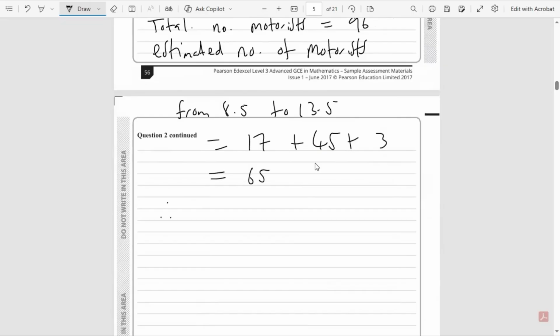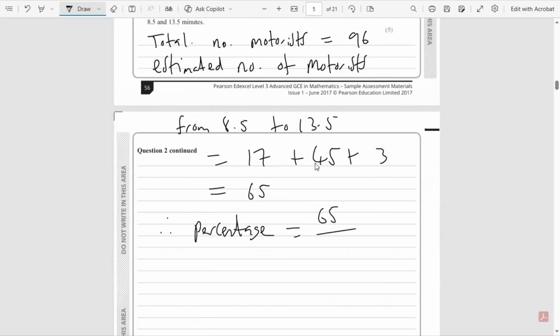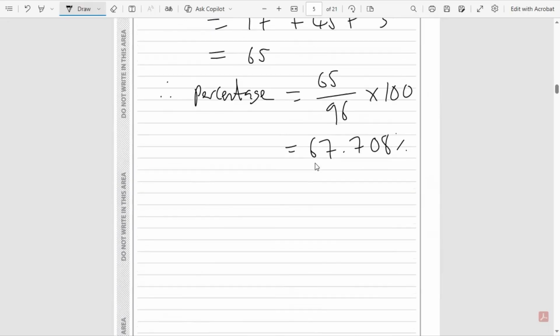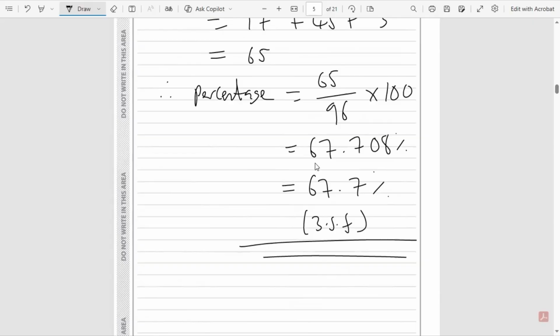So therefore, the percentage is going to be 65 out of the total number of motorists, which was 96, and then times by 100. So if we do that on the calculator, 65 over 96 times 100, I'm getting about 67.708% roughly to 3 decimal places. Did it want a number of sig figs? No, we can just round this to 3 sig figs. So this is 67.7%, 3 sig figs, and that's our answer there.